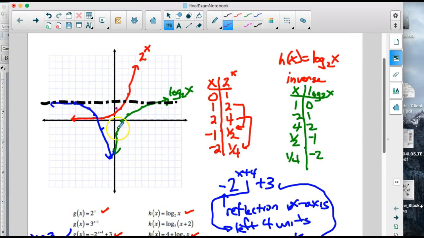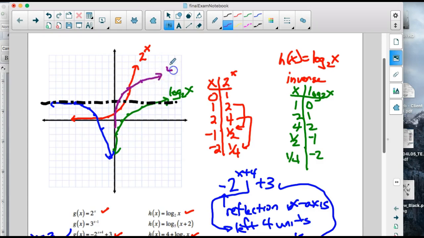We move this one up. It's at -1, so it would be at +3. Right there. This one is at 0, so it moves up to +4. This one moves up. It's at 1. It moves up to +5. And this one's at 2, so it moves up to +6. There. So this graph also still has an asymptote at y equals 0, but it's just been moved up.